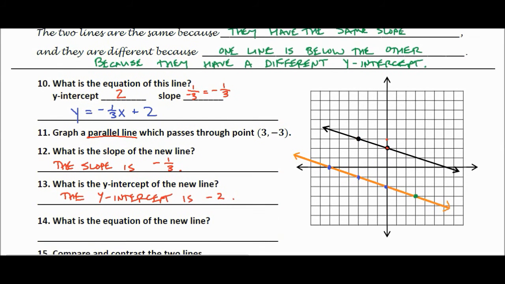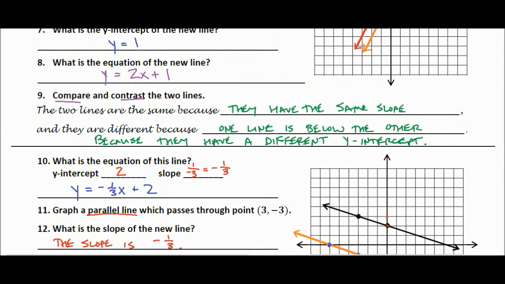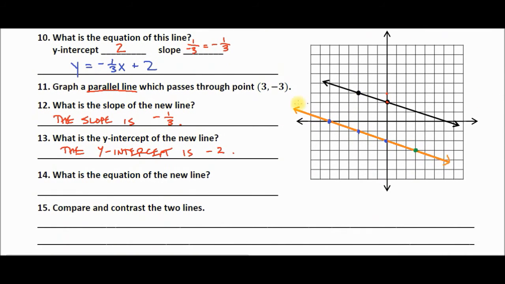All right. What is the equation of the line? Well, that's just as easy as it was in the previous questions there. Number 8, what's the equation of the line? We know the slope. We know the y-intercept. All we have to do is write it as y equals mx plus b. The equation is y equals negative 1/3 x, there's our slope, and then the y-intercept is minus 2.